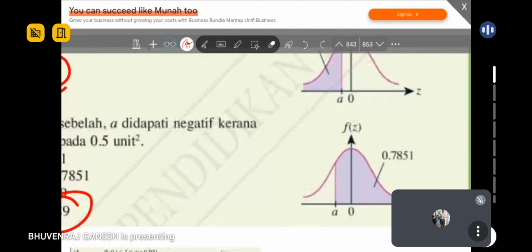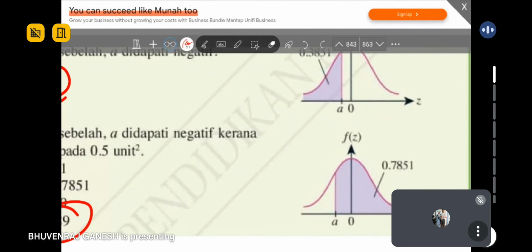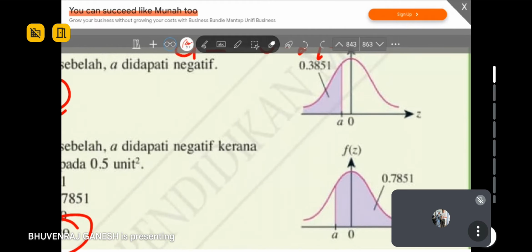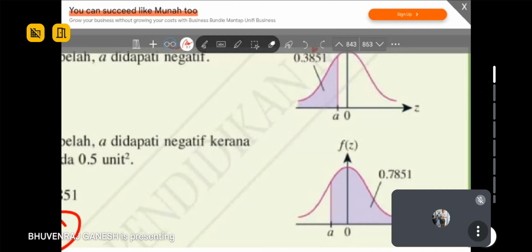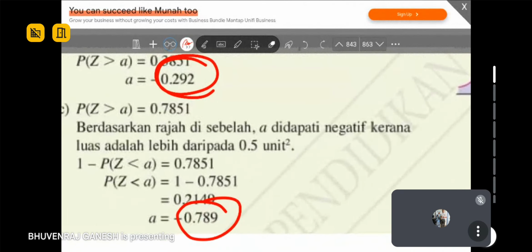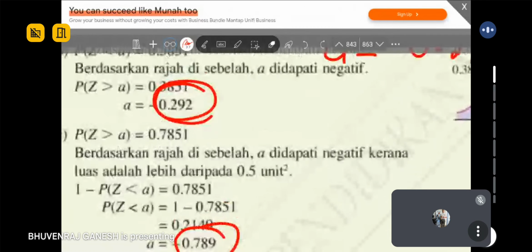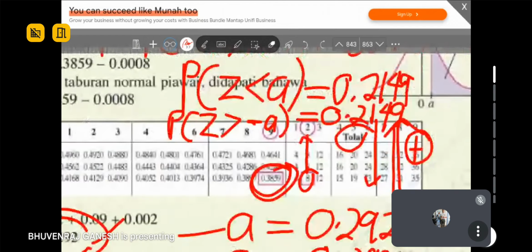Yeah. Sir, how do we... Wah, you both asked at the same time. It's okay, it's okay. He can go first. Okay. So, well, it's in a negative form. How do we read the table, or should we just do the graph first? Which one is negative form? When we get P in bracket Z bigger than A, we get negative 0.2149, right?